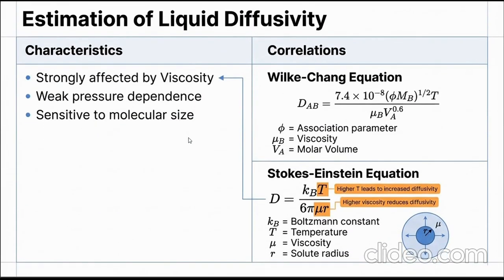Estimation of liquid diffusivity. Liquid diffusion is more complex due to the shorter distance between molecules and stronger intermolecular forces. We utilize the Stokes-Einstein equation for large spherical molecules and the Wilke-Chang equation for the small molecules in dilute solutions. In these models, solvent viscosity is the dominant factor. As viscosity increases, the hydrodynamic drag on the solute increases, significantly reducing the rate of mass transfer.